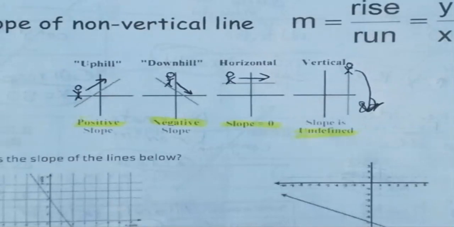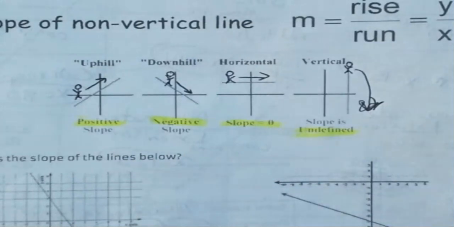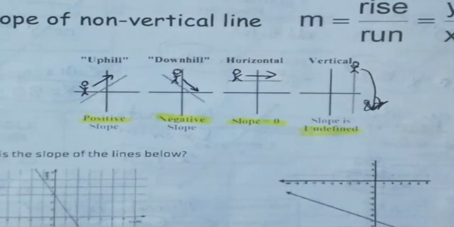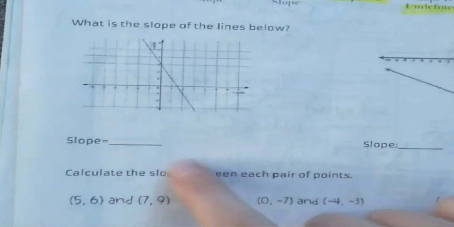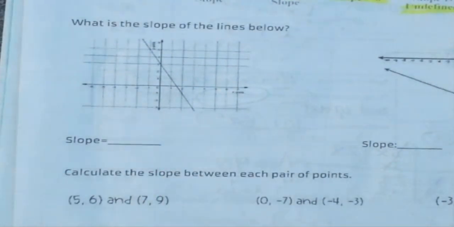So I really think that the 0 slope and the undefined slope get mixed up a lot. So just make sure that you can see the difference between it. If it's a horizontal line, slope is 0. If it's a vertical line, Bob falls off, and the slope is undefined. Okay? So let's look at this right here.